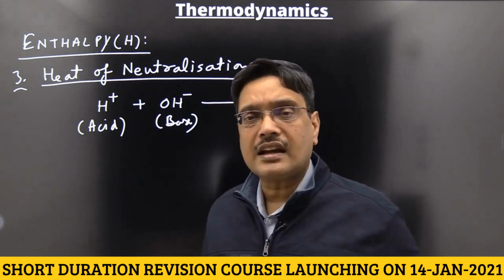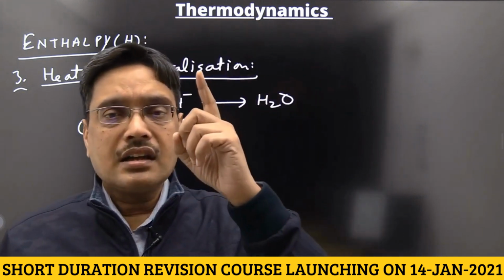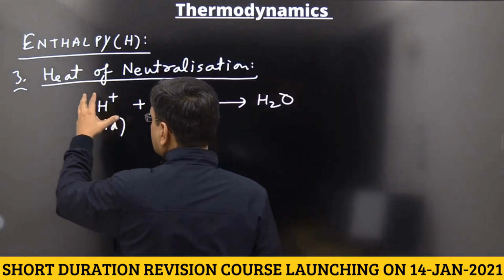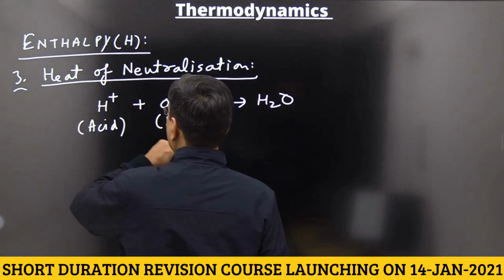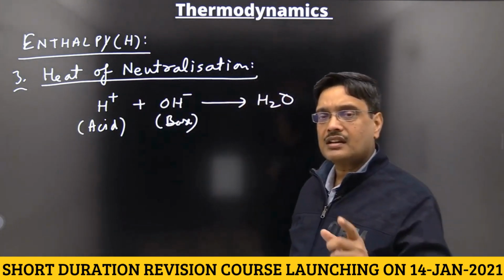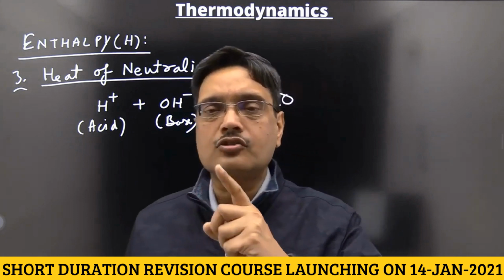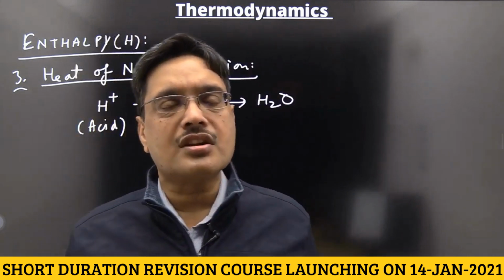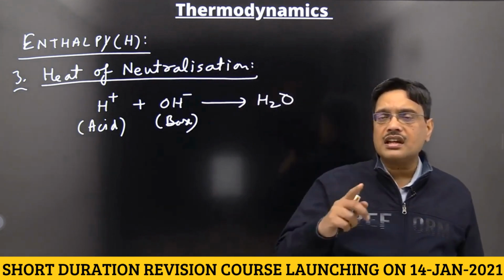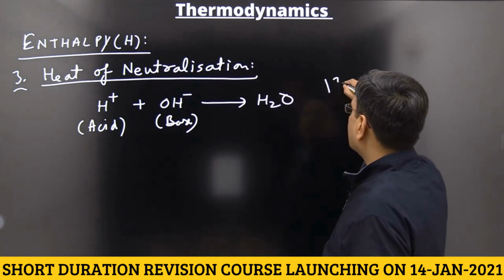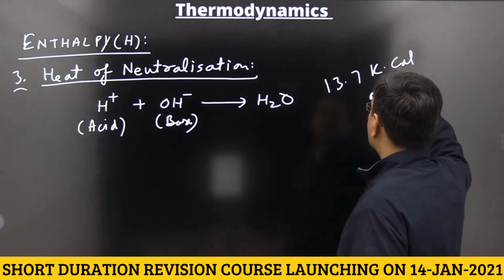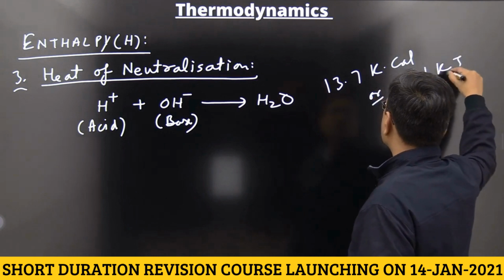This is the reason that in case of strong acid and strong base, because strong acid completely ionizes to give H plus ion, strong base completely ionizes to give OH minus ion, the heat of neutralization is always constant. That is 13.7 kilocalorie or 57.1 kilojoule.